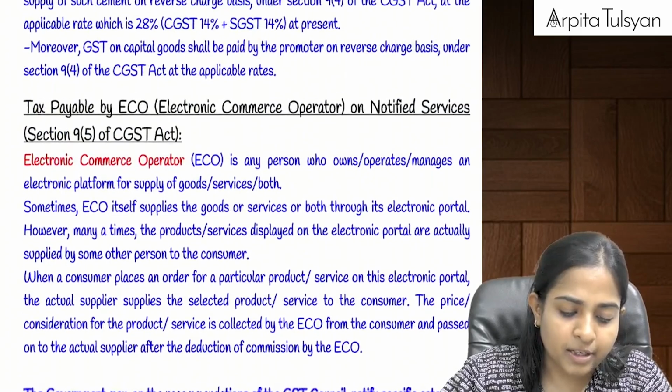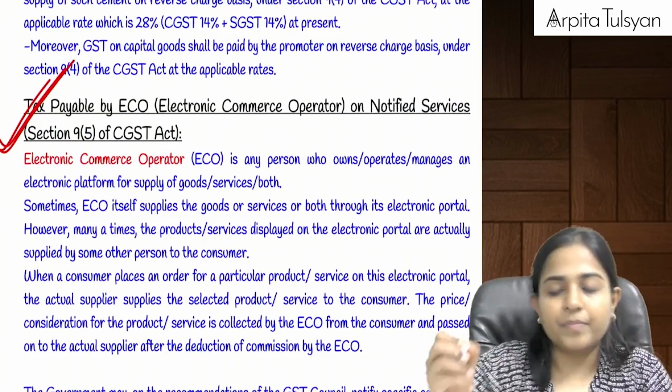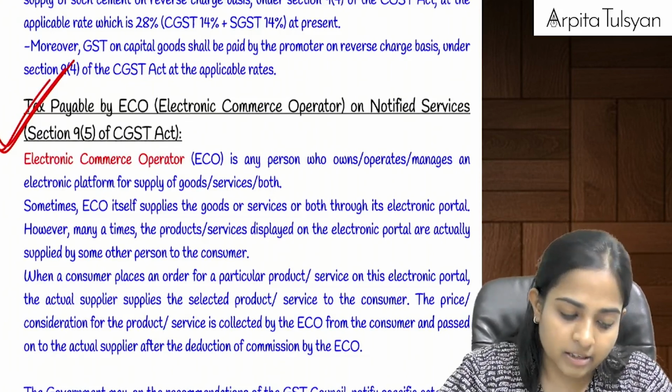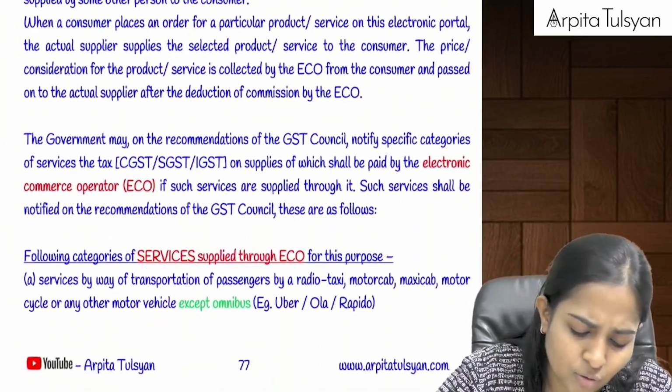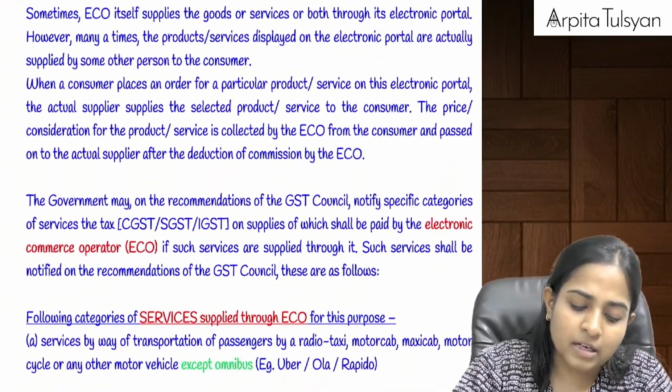Last amendment under this particular chapter, which is coming under e-commerce operator. Now see what they are telling here for the purpose of this e-commerce. Do you recollect this e-commerce operator? We had taken so many examples, Ola, Uber, etc. Now see what the amendment here is.